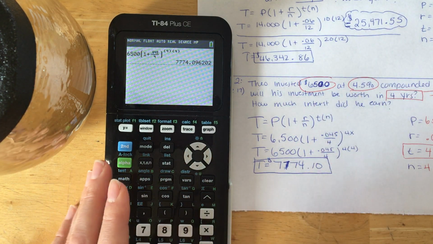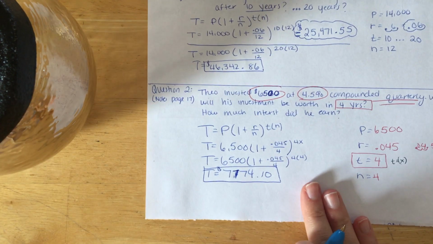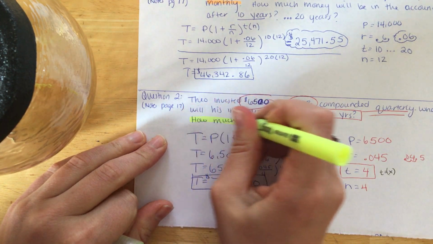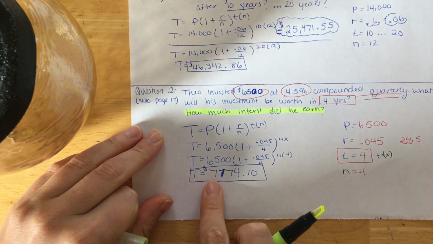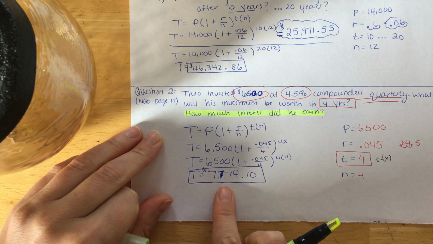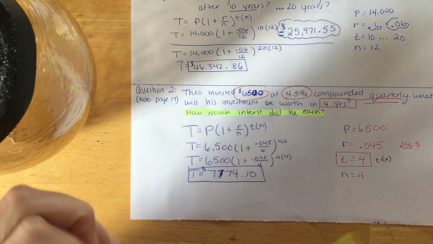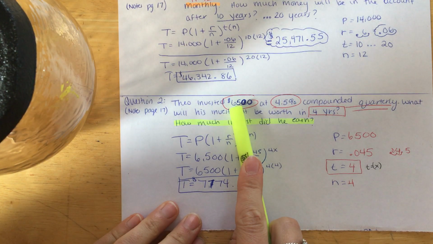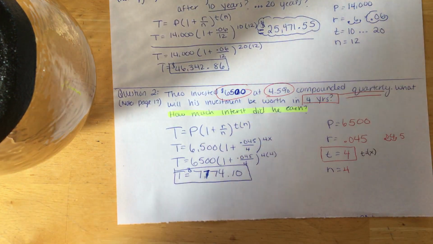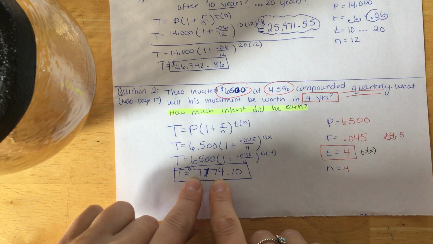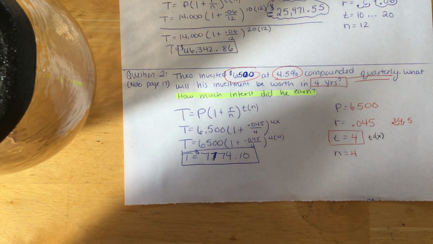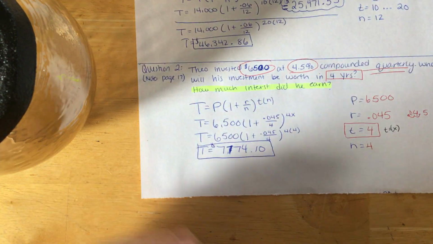Now here's the part that they threw at you that you just have to make sure you're reading really carefully. How much interest did he earn? So he didn't earn $7,774. That's not how much money he made, because remember, he originally put in $6,500. So to find out how much interest he earned, we have to take the amount he has now and subtract it with what he originally put in, and that will give us the amount of interest. So I'm going to answer that question here.